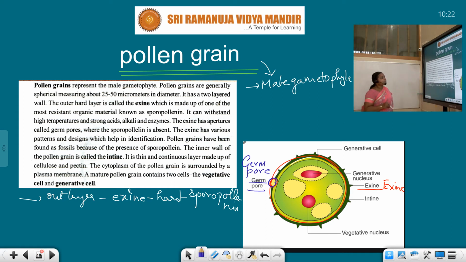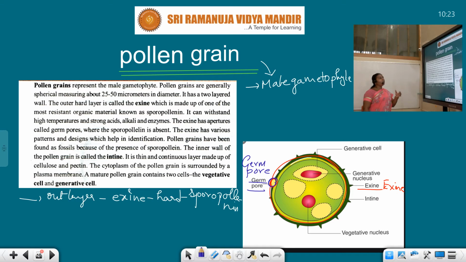Now see, where sporopollenin is absent, the exine has an aperture; here there is no presence of sporopollenin. As it has a gap or hole, it doesn't have the sporopollenin substance. Again, the exine has various patterns and designs which help in identification. It has very peculiar patterns and designs, so by observing them we could easily identify the exine of a pollen grain.